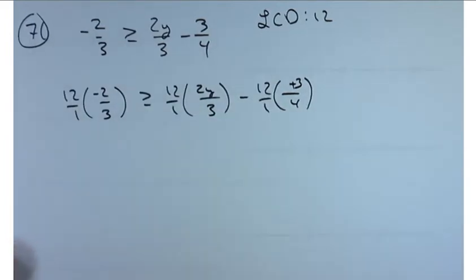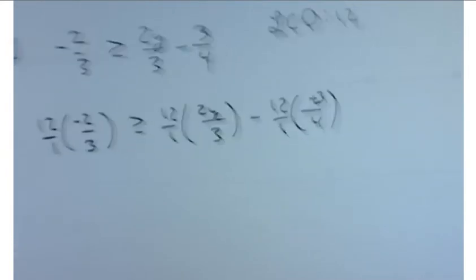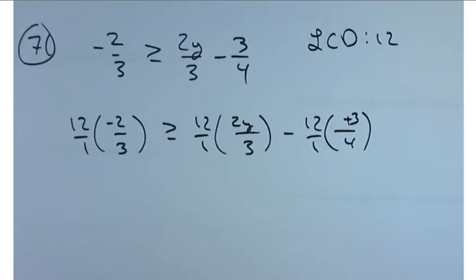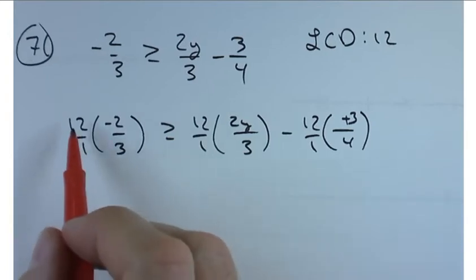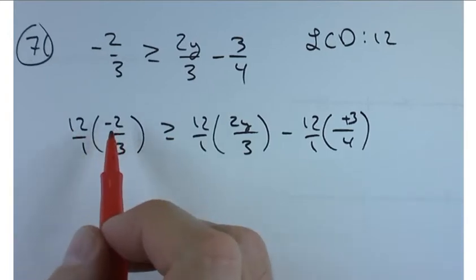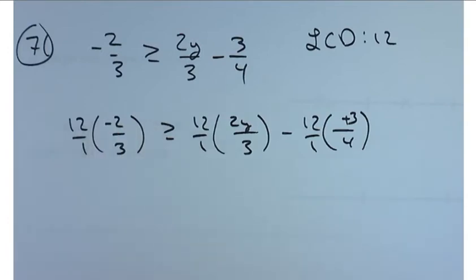Now, one thing that I see quite often, or at least often enough, is people doing this. 12 times negative 2, oh, that's negative 24. It's true, but why are we multiplying by 12? What was our purpose in multiplying by 12? What did we set out to do? Yeah, we want to get rid of the denominators. We want to cancel them.